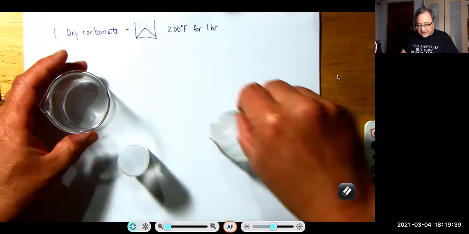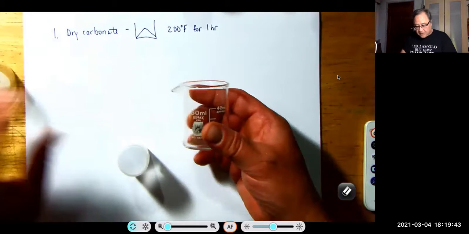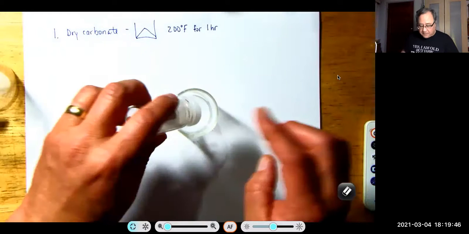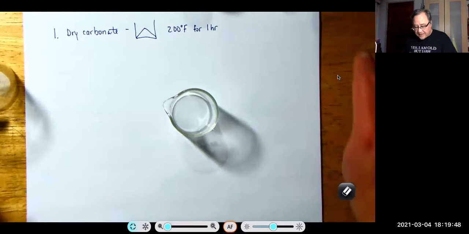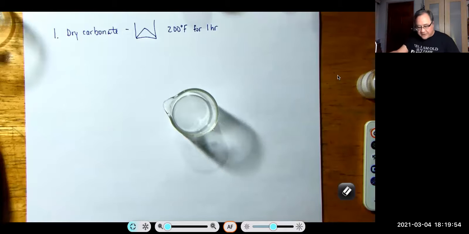You know, one of these guys. These guys can be heated without cracking. So just dump your carbonate in there and put it in the oven for an hour. And then after an hour, let it cool down to room temp before you use it. So are you good on that very first step?